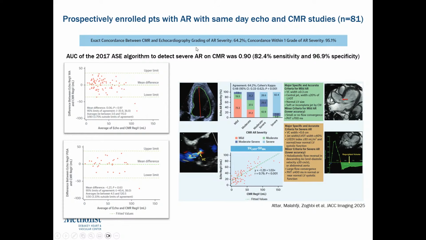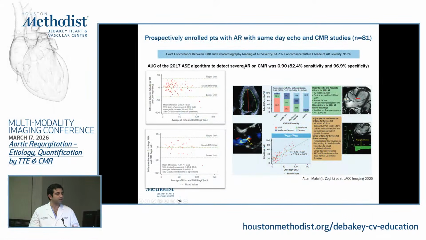But essentially, when you apply the ASE guidelines, the 2017 ones, the concordance between MRI and echo is pretty decent, actually. They're within one grade of each other at 95%. Exact concordance was 64%. The reality is, even on MRI, there's nuances and discussions about what constitutes significant versus not significant. So we use the current parameters to decide what's considered moderate to severe or severe by MRI. Long story short, the AUC of the algorithm to detect significant disease was still pretty good, actually.